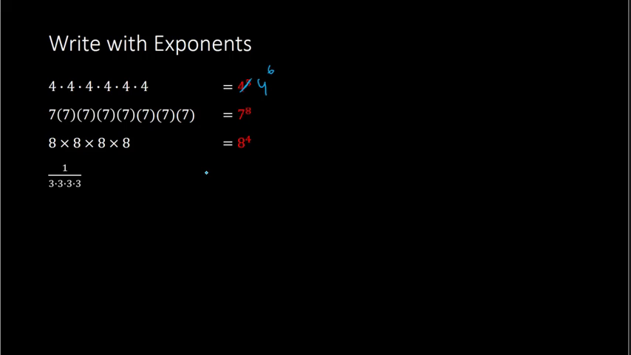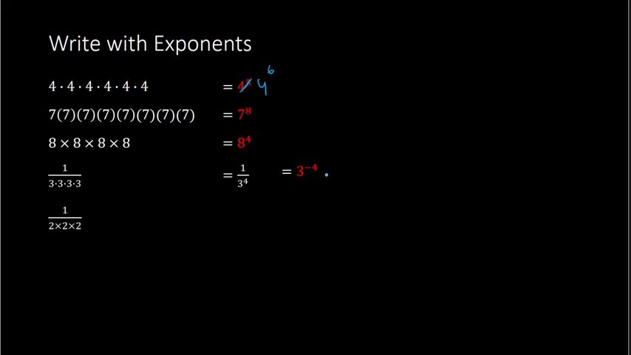Okay, next we have a fraction, 1 over 3 times 3 times 3 times 3. Okay, this with exponents would be 1 over and then 3 to the 4th power. So you can keep it like this. If you want to get fancy and write this with negative exponents, remember fractions means negative exponents. So I could write this as 3 to the negative fourth power. That is the same thing.